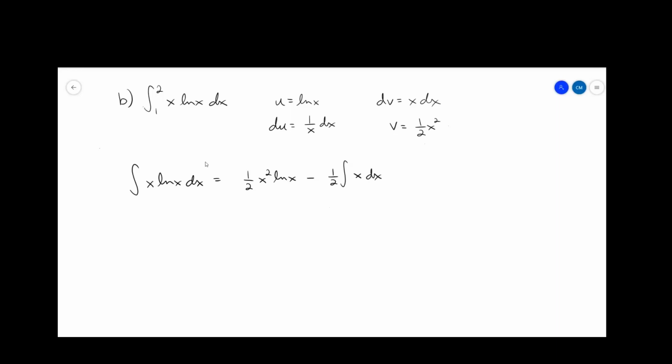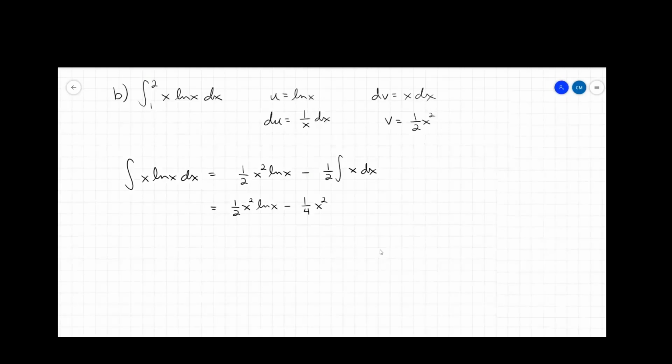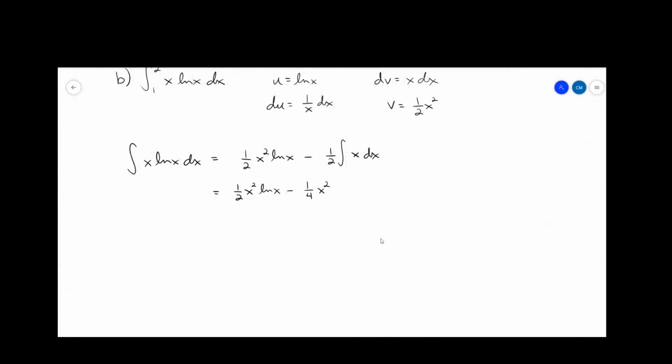Then we actually have to do that integral, so we're going to get 1/2 x squared ln x. The antiderivative of x is just 1/2 x squared, so we're going to get 1/4 x squared. So there is our antiderivative of x ln x. Any questions about how we got that? We still have to do the definite integral part. If you have questions, just go ahead and write them in there. I'll stop.